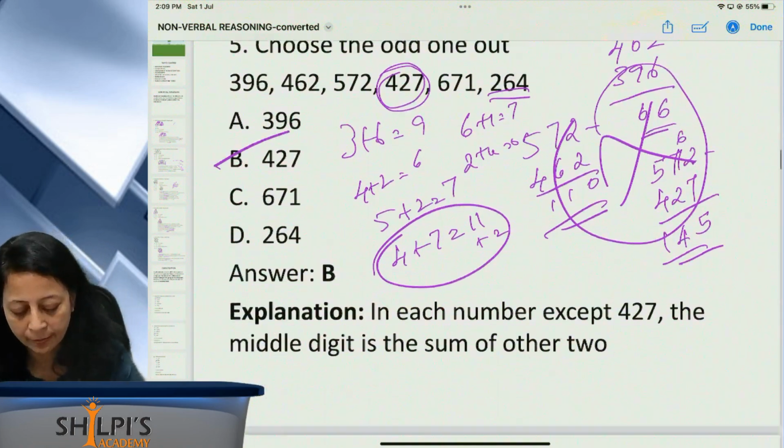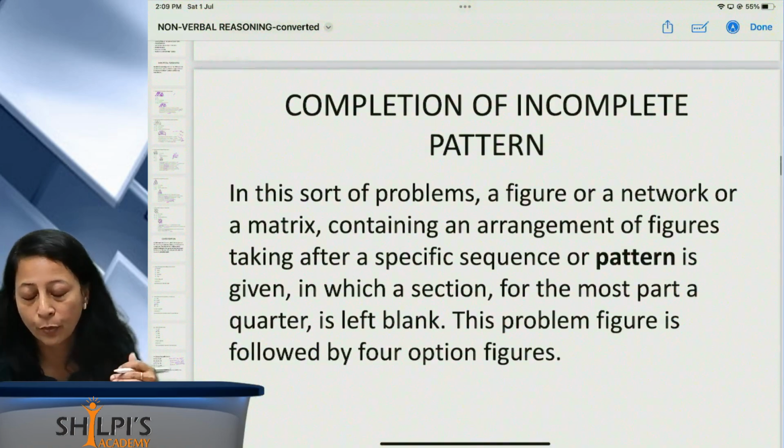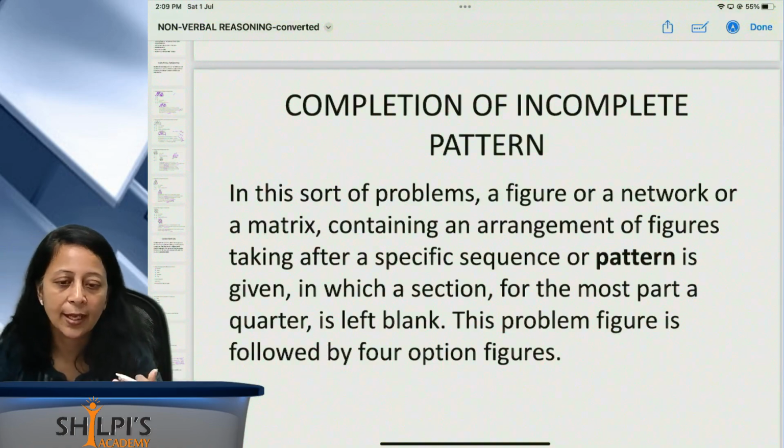Got it, students? So these are your odd man series. Odd man series could be asked alphabetically, numerically, or alphanumeric, something also they can ask.